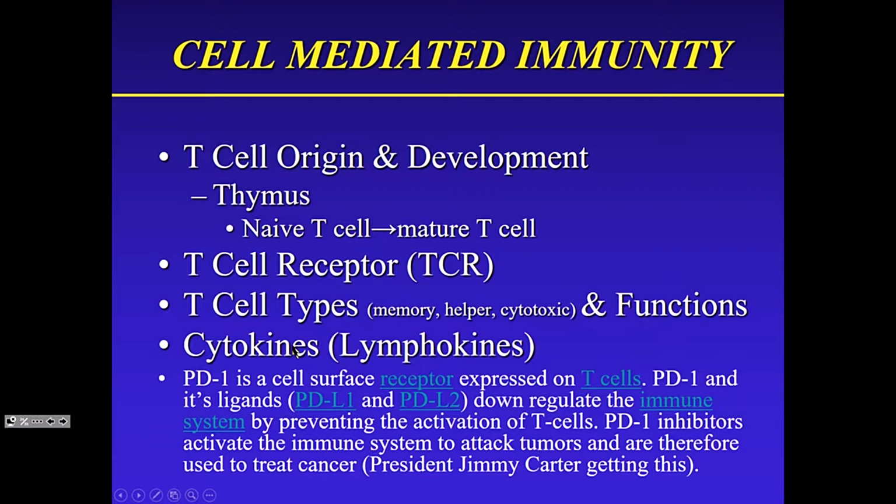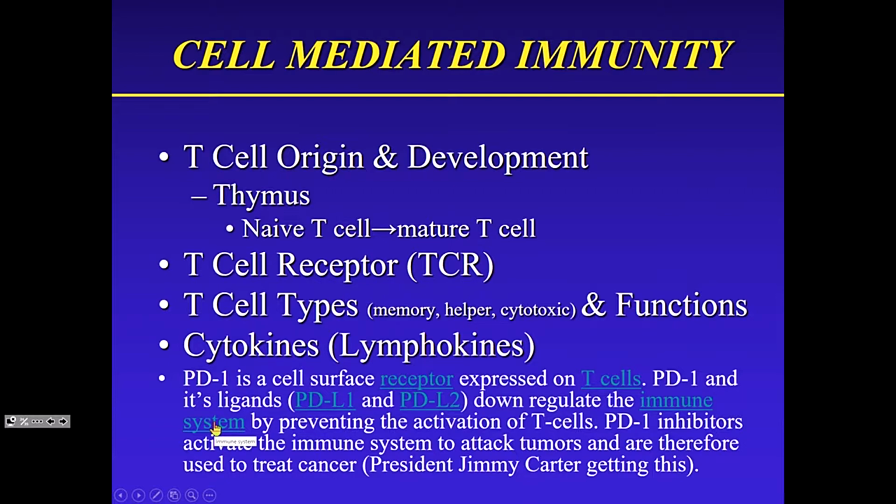Now it turns out T cells, obviously once you activate an immune response, once it finishes its job, it has to be down-regulated, right? You don't want it running wild. So the way that T cell immunity is down-regulated is through what is called the PD-1 cell surface receptor. It's expressed on T cells. So PD-1 and its ligand that binds the receptor down-regulate T cell mediated immunity. So it's a brake on T cell activity.